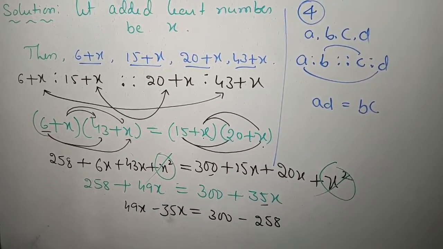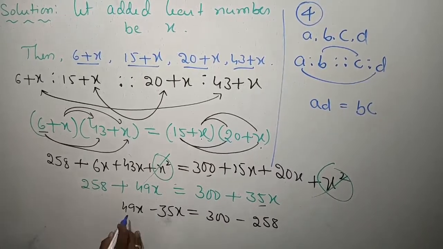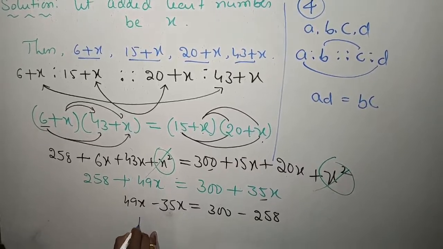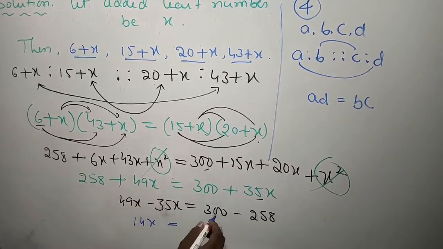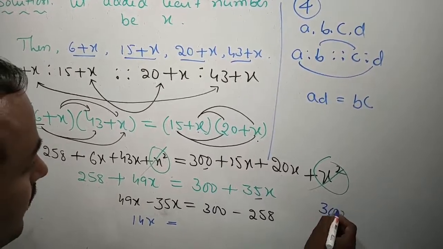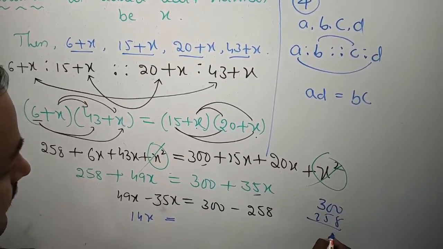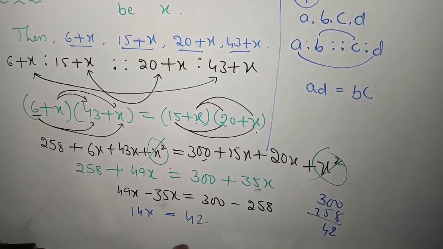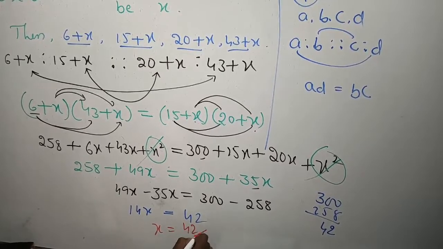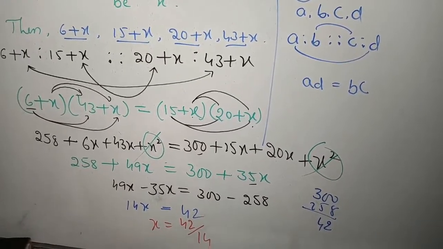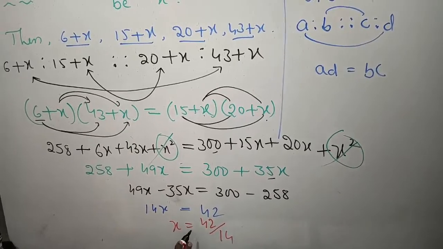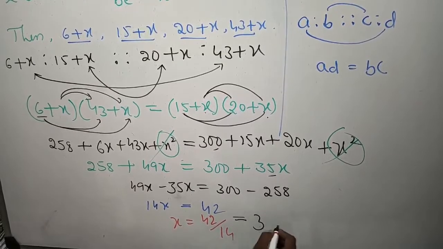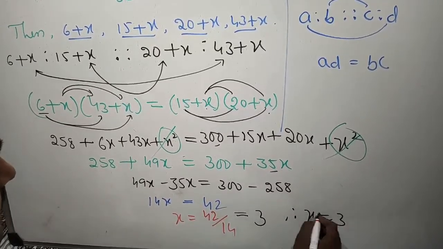What is the next step? You know, children, very easy. Then 49 minus 35, you will get 14x, is equal to 300 minus 258. 300 minus 258: 10 minus 8 is 2, 9 minus 5 is 4. Then 42 will come, children. Then the last step, x is equal to 42 divided by 14. Finally x is equal to 42 by 14, which means 3 will come. Finally x is equal to 3 is the answer, children.